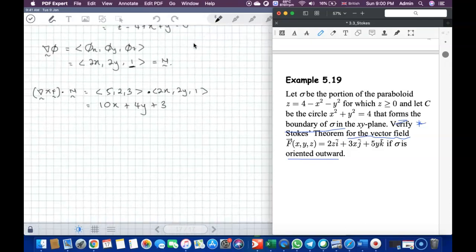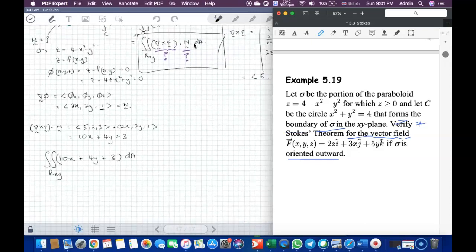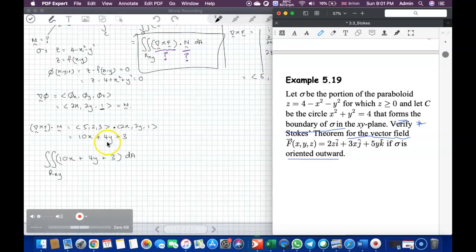Okay, so now I copy this one here. Your double integral becomes 10x plus 4y plus 3, and you have dA over the region R. Your region is lying on the xy plane. So from the surface integral here, it reduced to a common form of double integral. This one you have learned previously, right? Then you have to obtain the order of integration, whether dy dx or dx dy.